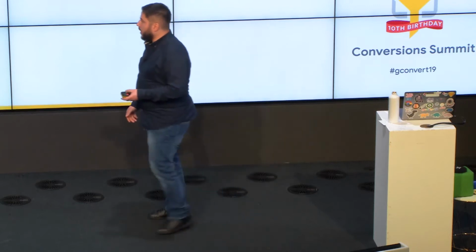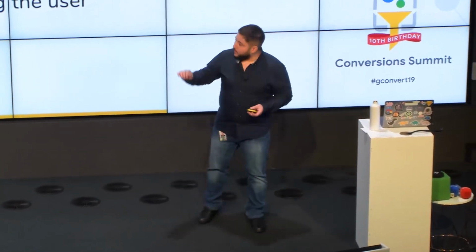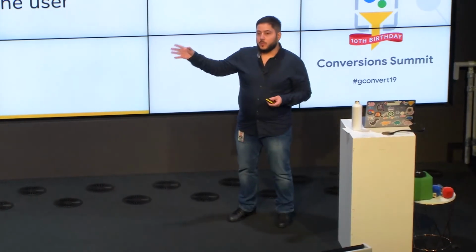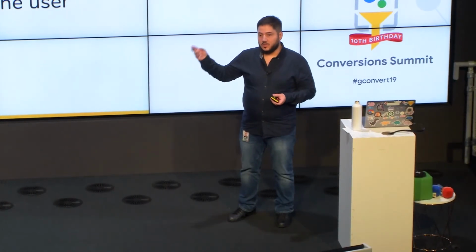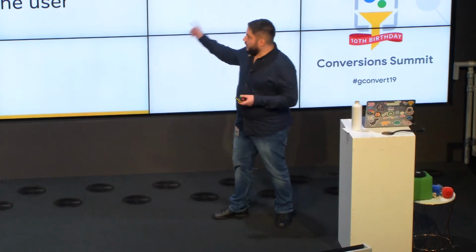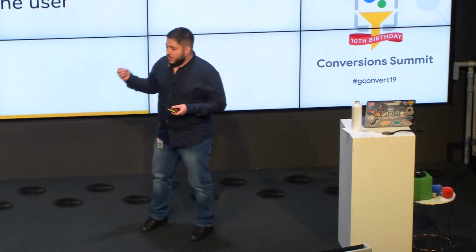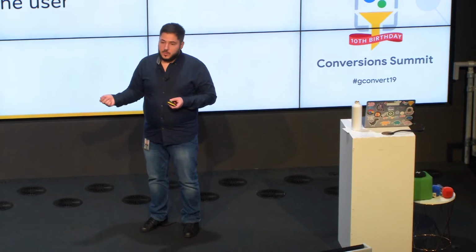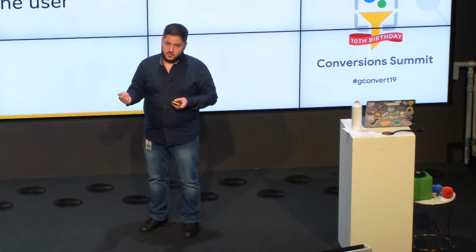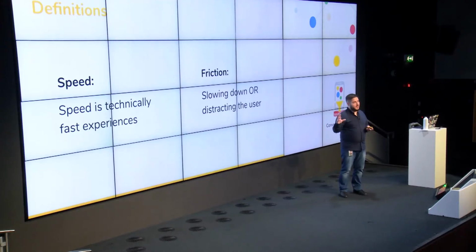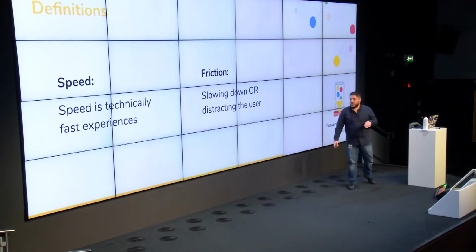But before I get into that, I want to give a clear idea of what I mean by speed and friction, because they seem like contradictory terms. When I'm talking about speed, generally speaking, I'm speaking about technical speed. So when you optimize your images, when you minify code, it's the technical things that you can do. When I'm speaking about friction, it's the things that you do to slow down the experience and to distract the user, which may seem very counterintuitive. But the stories I'm going to tell will really explain what I mean by that. So if it's confusing for now, don't worry, we'll get there.